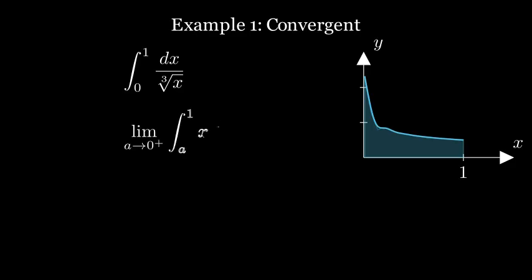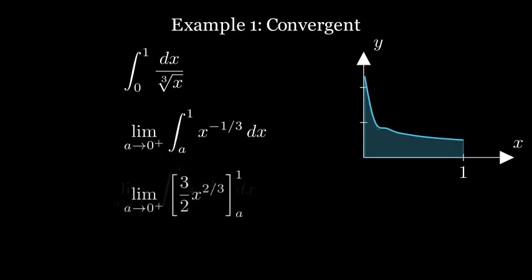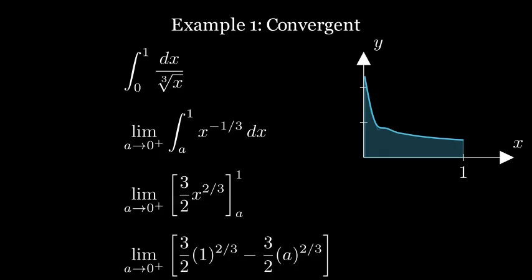We rewrite the lower bound as a, approaching 0 from the positive right side, and change the radical to a negative exponent. Integrating x to the negative 1/3 gives us 3/2 x to the 2/3. Evaluating at our bounds gives us 3/2 times 1 minus 3/2 times a to the 2/3. As a approaches 0, the second term vanishes, leaving us with a finite limit. The integral converges to 3/2.